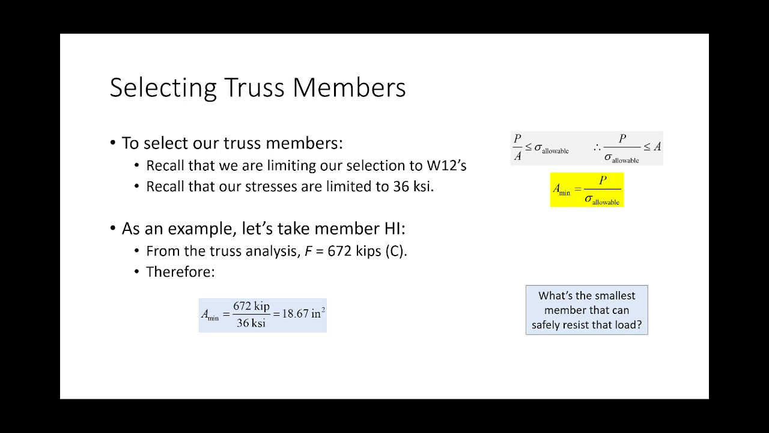A W12 by 65. Does everybody see that? Go to your little handout that I gave you. Which W12 has an area that's just a little bit bigger than that? Do you see how the W12 by 58 has an area of 17 square inches, and the area of a W12 by 65 is 19.1? With me so far?